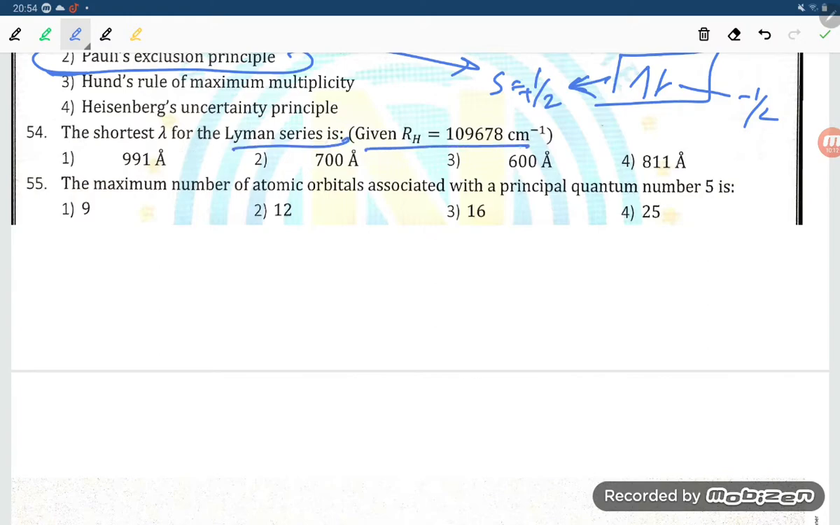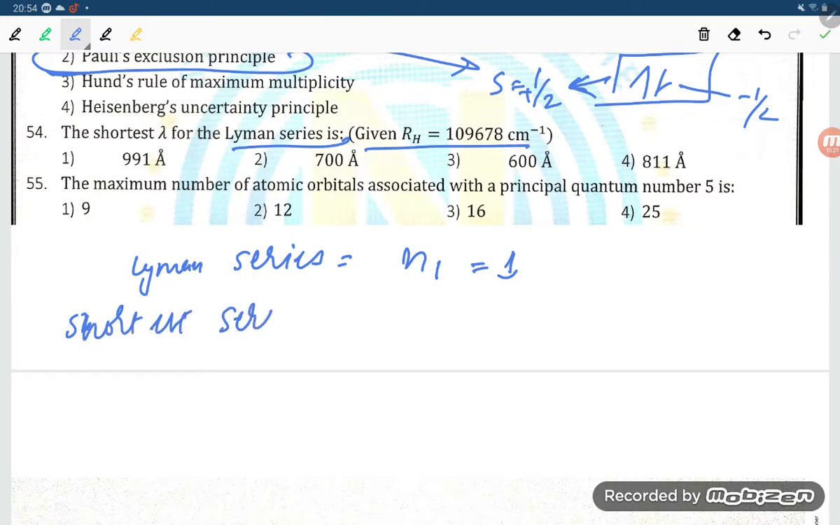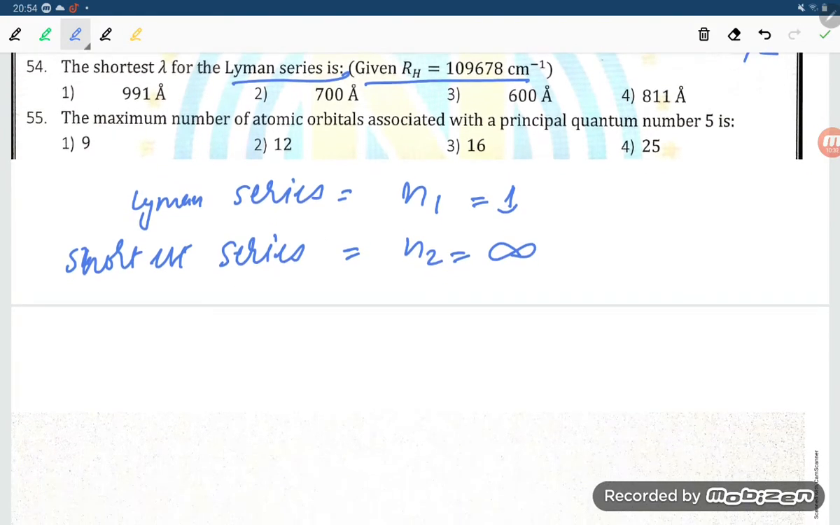Next one, the shortest lambda for the Lyman series. When you are talking about the Lyman series, n1 is always 1, and when you are talking about the shortest wavelength, n2 will be infinite. So how can you solve this problem, student? That is the Rydberg equation, 1 by lambda is equal to RH in bracket 1 by n1 square minus 1 by n2 square.